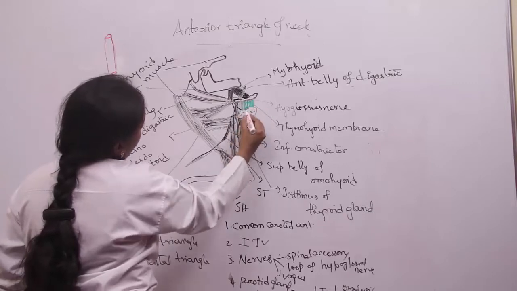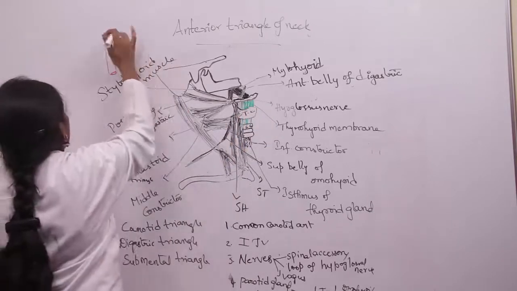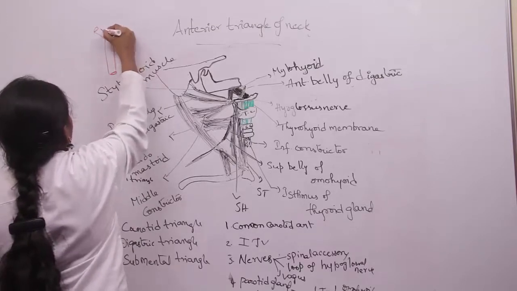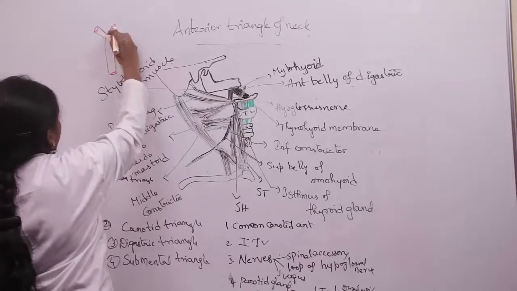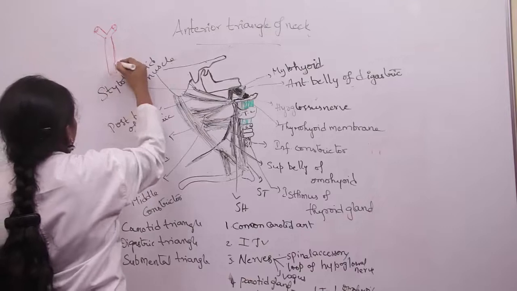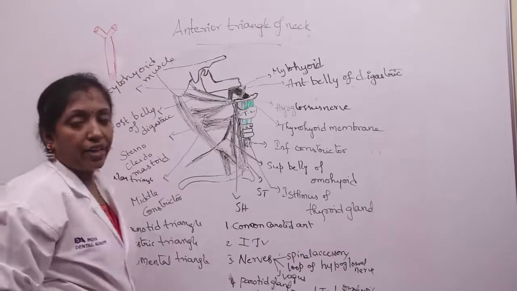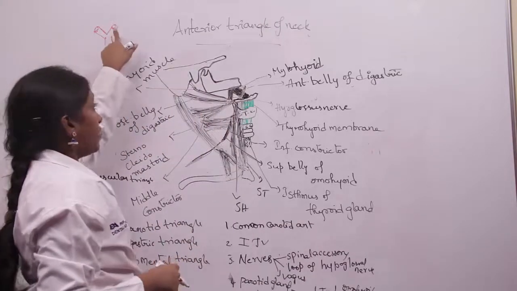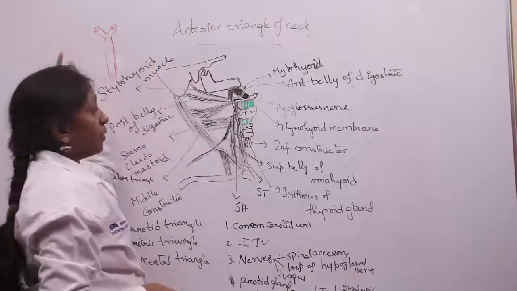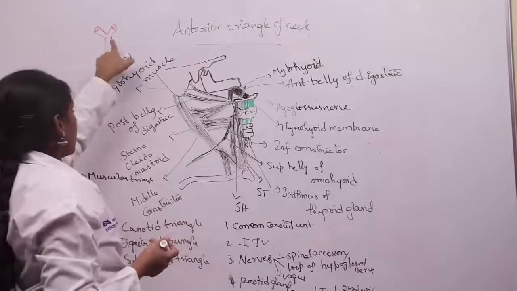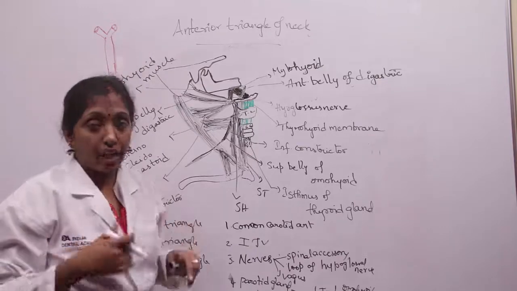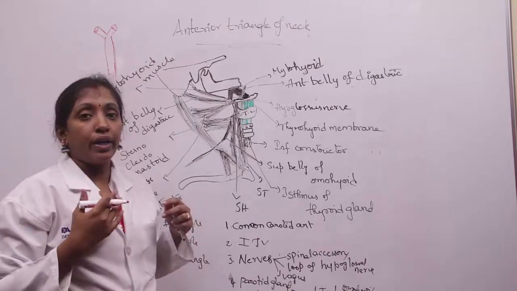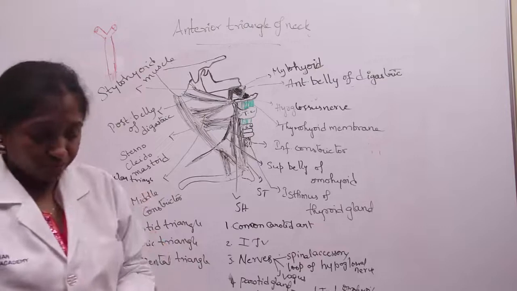The common carotid artery at the upper border of thyroid cartilage divides into two: external carotid artery and internal carotid artery. So the division of the common carotid artery is very important. The external carotid artery lies anteromedial and the internal carotid artery lies posterolateral. The external carotid artery supplies most of the head and neck, and the internal carotid artery enters the skull and plays an important role in the blood supply of the brain.